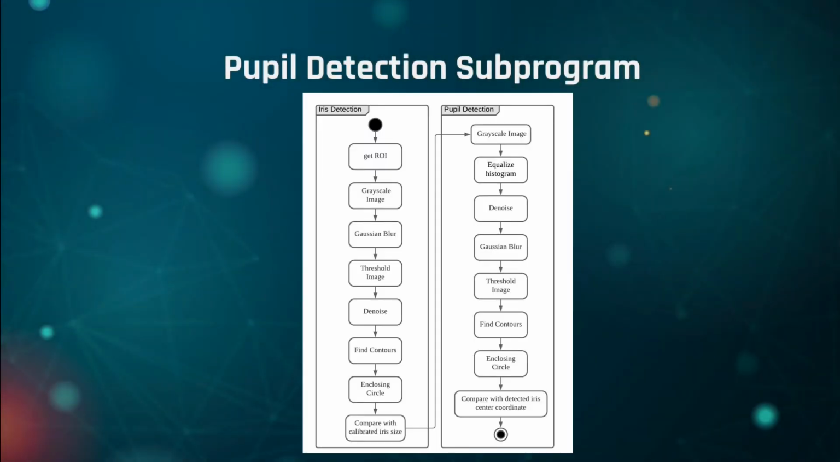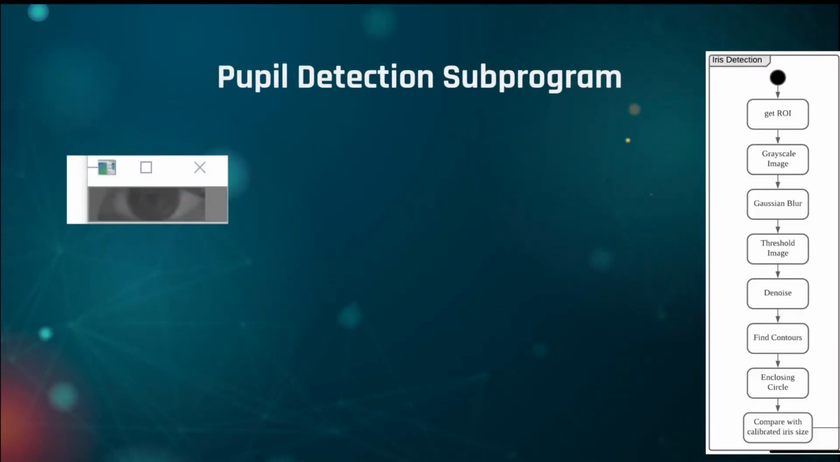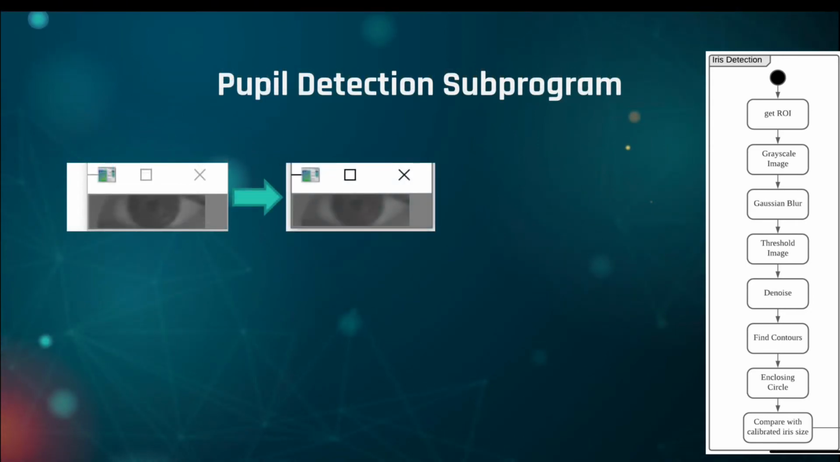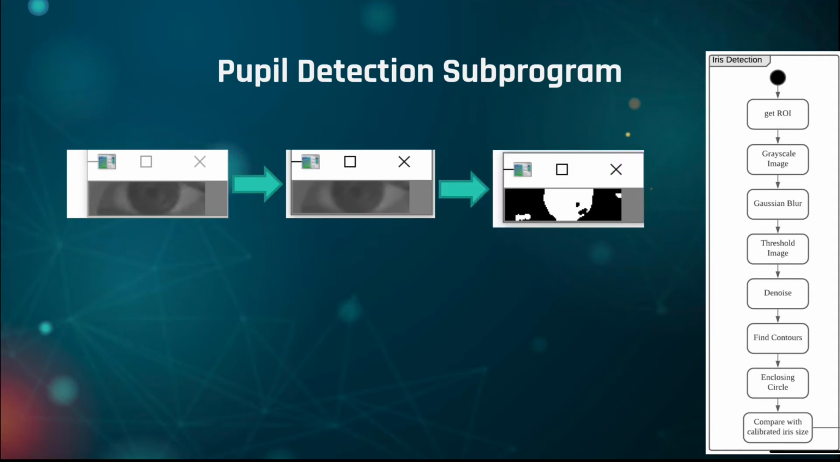The detection is a procedure of image processing. It first detects both eyes, then it chops the eye images and transforms them to grayscale. The next step is to blur the image to reduce the noise. After that, it converts the images into binary images. This is the crucial step to distinguish the iris.